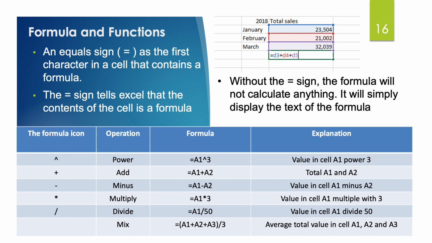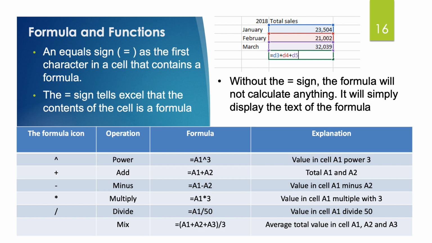Formula and functions. An equal sign is the first character in a cell that contains a formula. The equal sign tells Excel that the content of the cell is a formula. Without the equal sign, the formula will not calculate anything. It will simply display the text of the formula. If you see the screenshot over here, we have equal D3 plus D4 plus D5, meaning that you are doing the addition because of the equal sign.